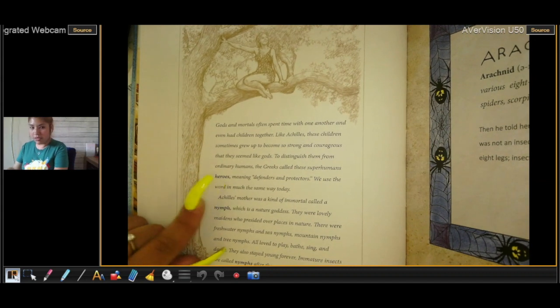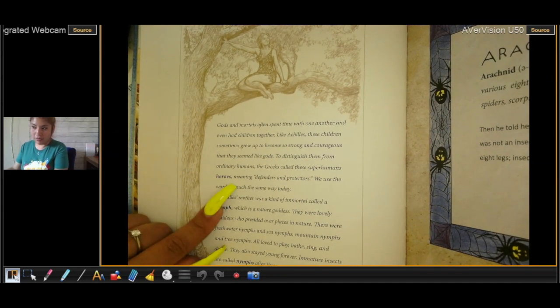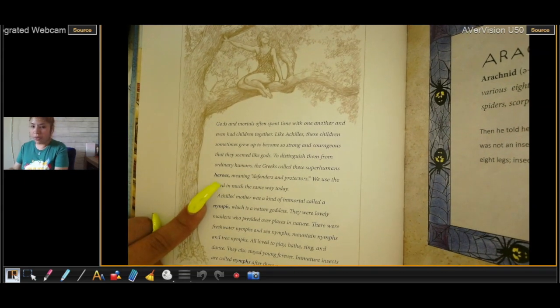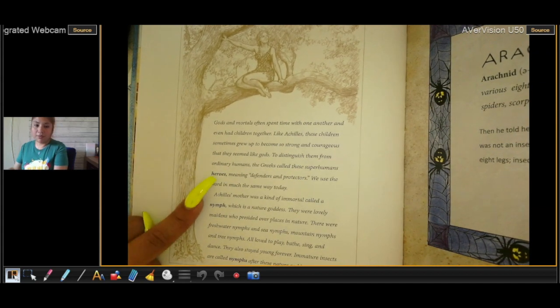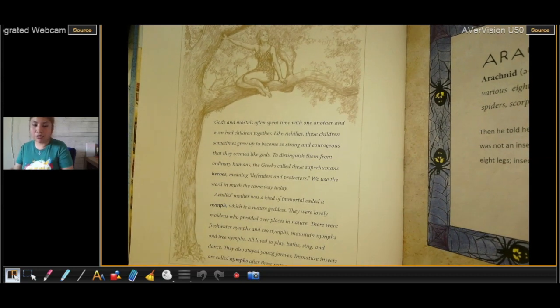So boys and girls, what is this called? What print feature is this? It's bold print, good job. So heroes means what? Look at the comma. That means the author gave you the what? The meaning of heroes. So what does it mean? It literally says meaning defenders and protectors.